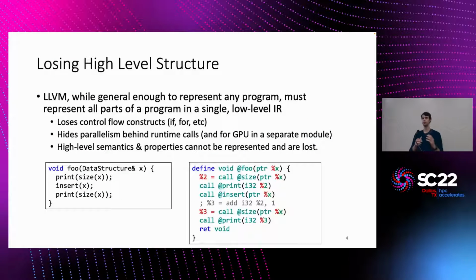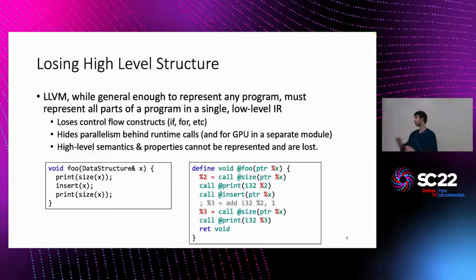Now, as I mentioned before, LLVM is great in the sense that it's general enough to represent any arbitrary program, but it has to represent all of that information inside of a single low-level IR. Immediately, this causes us to lose high-level information, such as control flow constructs like if, for, and while. Any other higher-level semantics like parallelism have to be stored behind separate runtime calls, or even, in the case of a GPU kernel, in completely separate modules where they can't interact with each other. And even worse, any other high-level semantic properties, especially on algorithms or data structures, can't be concisely represented and thus are lost.